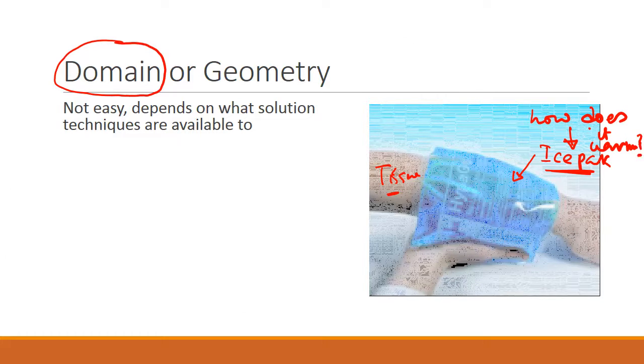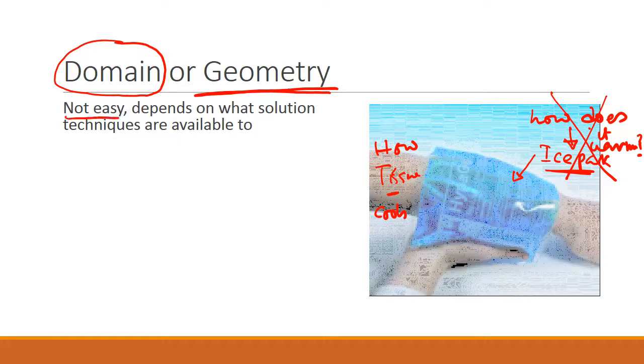Is that our question? In this case, that is not the question. It's how tissue cools. That is our question. So then the tissue is our domain. You notice that these kinds of things are trying to decide exactly what geometry I will use.